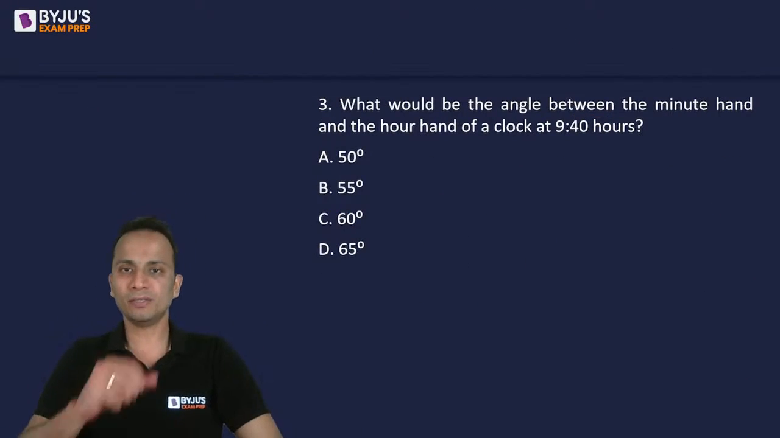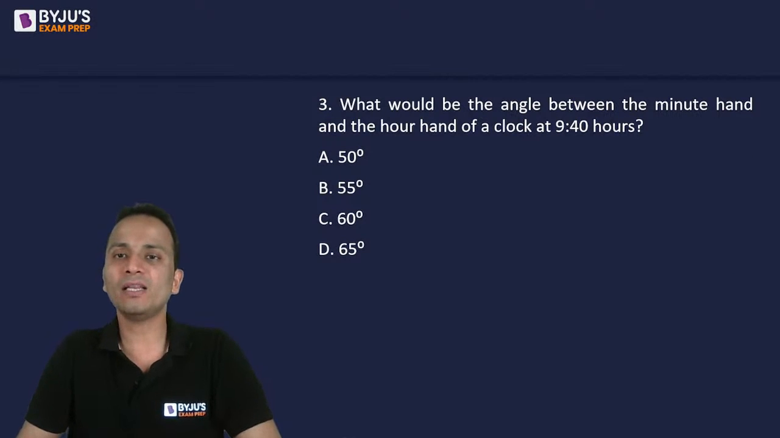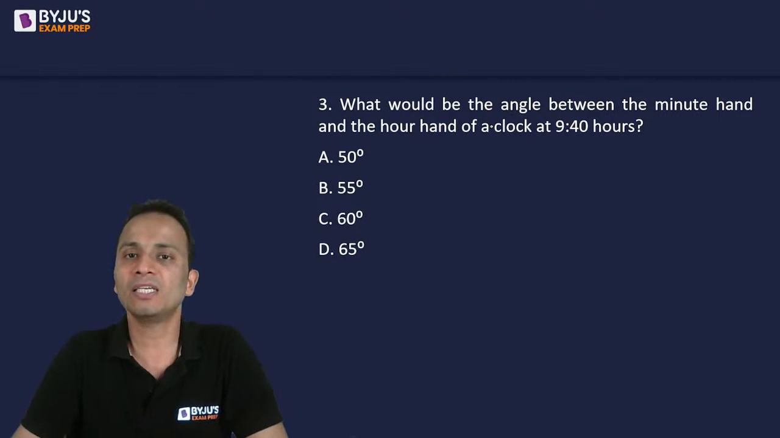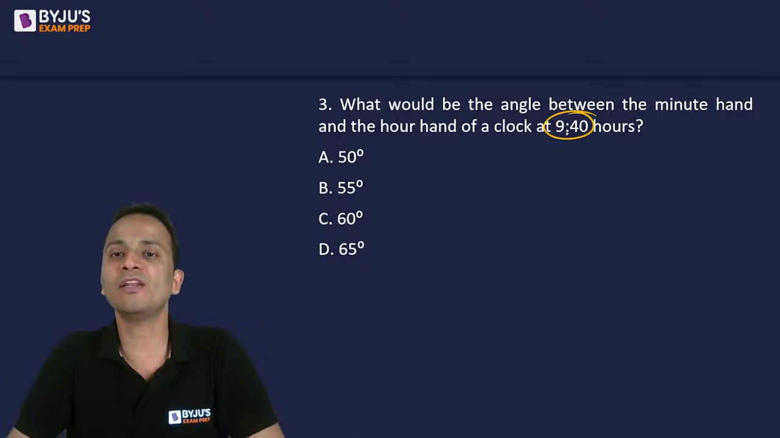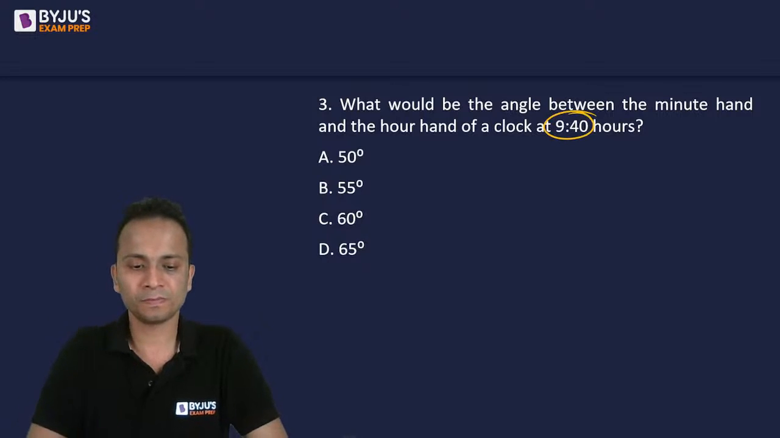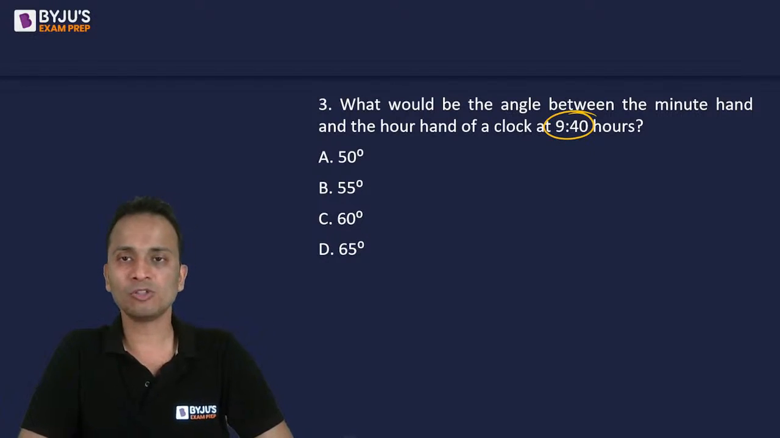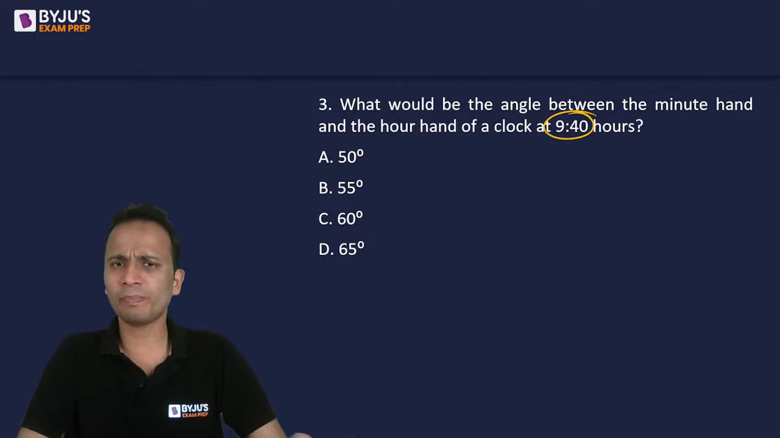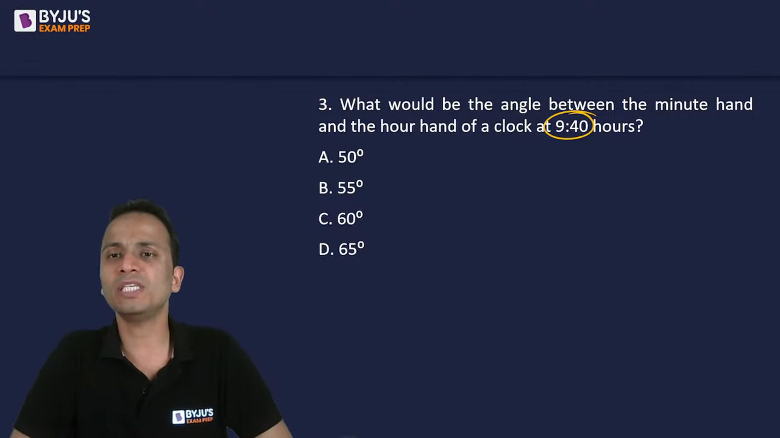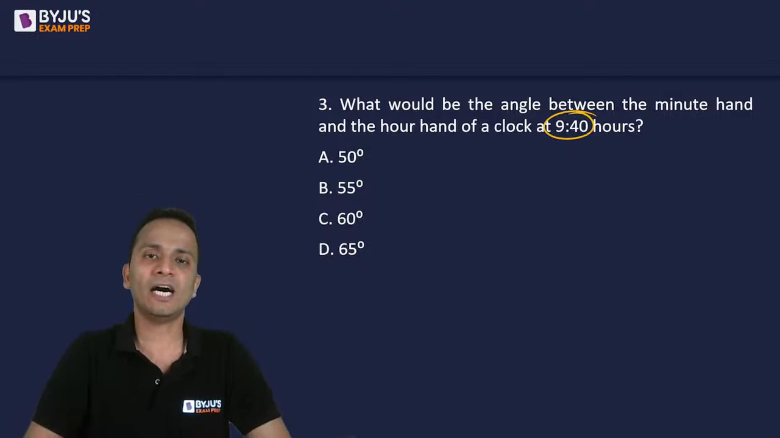Question number 3. What would be the angle between minute hand and hour hand of a clock at 9:40 hours? So the time is 9:40 a.m. or p.m., it does not matter. We need to find out the angle between the minute hand and the hour hand.